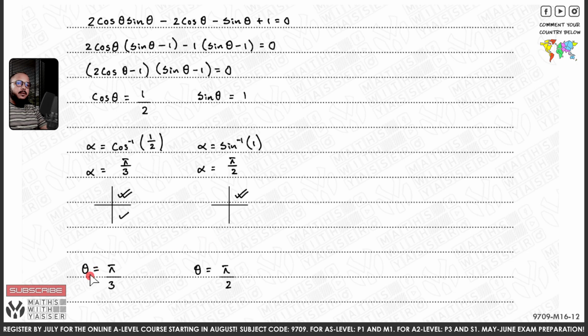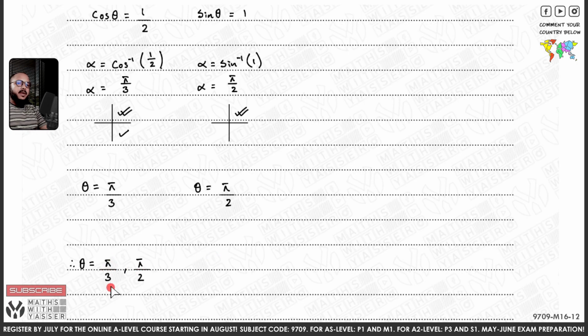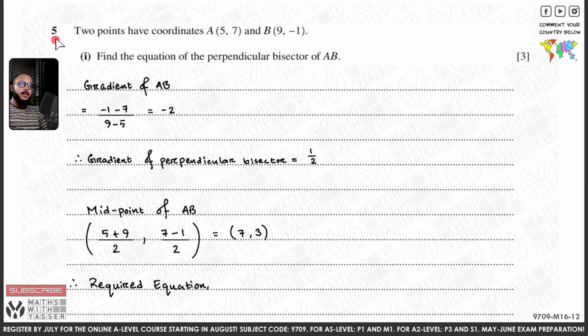So theta will be, the basic angle is the actual angle, pi by 3. And for this, it will be just pi by 2. Even if you consider the 2nd quadrant, we need to subtract the basic angle from pi or 180. So pi minus pi by 2 is again pi by 2, so we don't have to write this twice. So the angles must be pi by 3 and pi by 2.